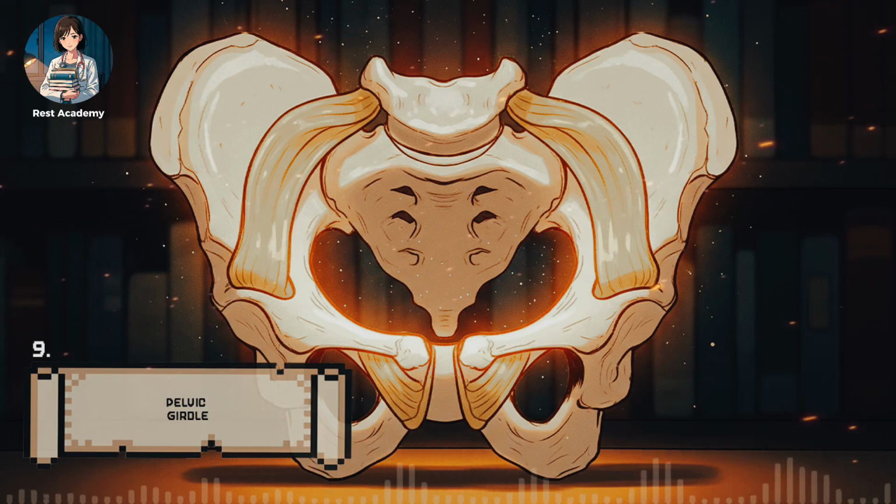Its base faces superiorly, its apex inferiorly. Anteriorly, the pubic bones meet at a fibrocartilaginous joint, the pubic symphysis. Together, SI joints and the symphysis form a ring. When one point moves, the whole ring responds.